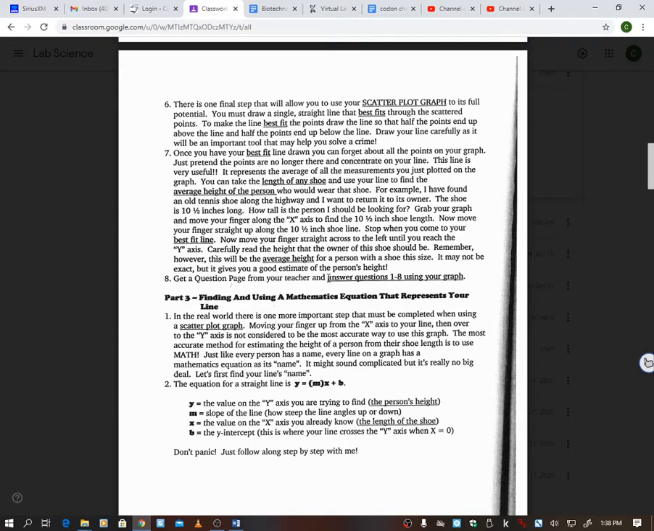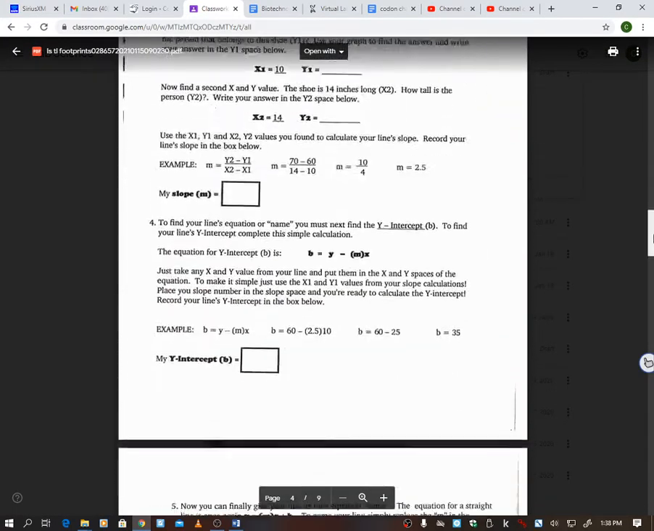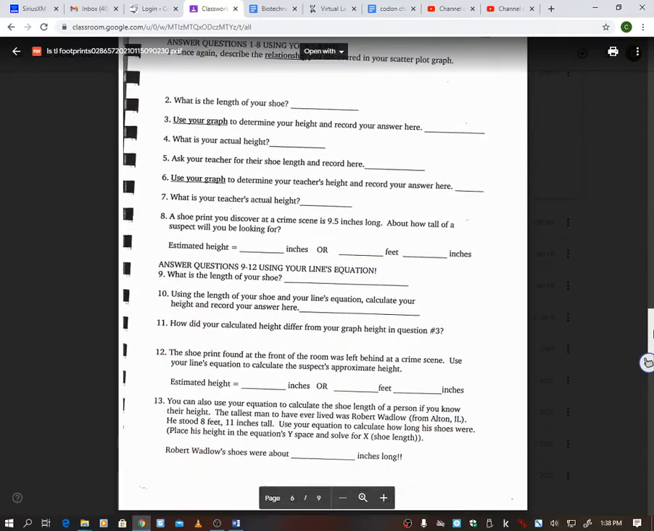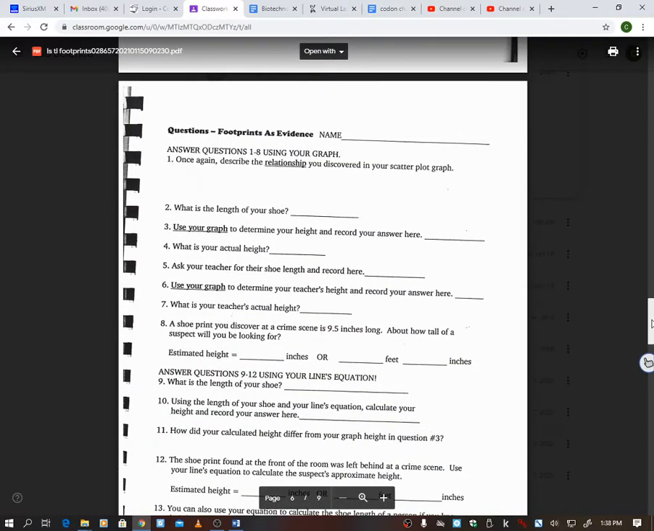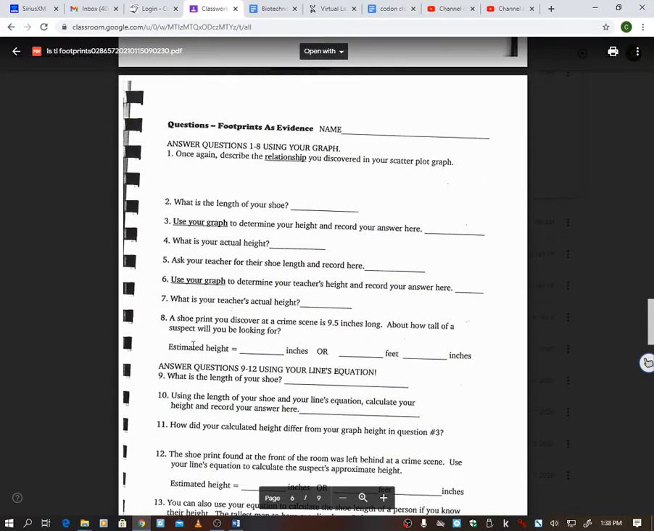Okay, now you're going to answer questions 1 through 8 using your graph. So let's go look for 1 through 8. 1 through 8 right here, guys. 1 through 8 is you're going to use doing that.